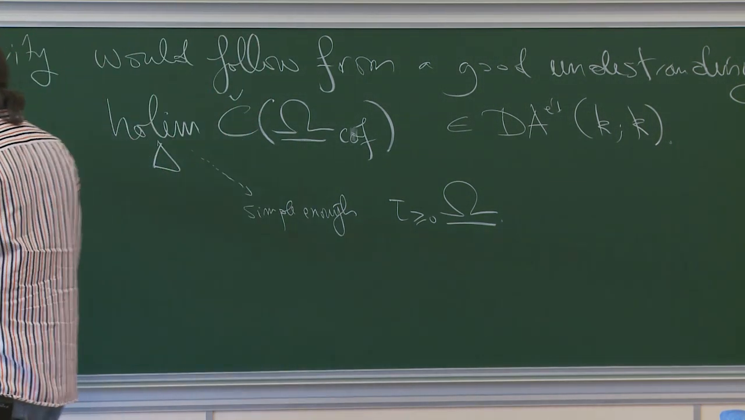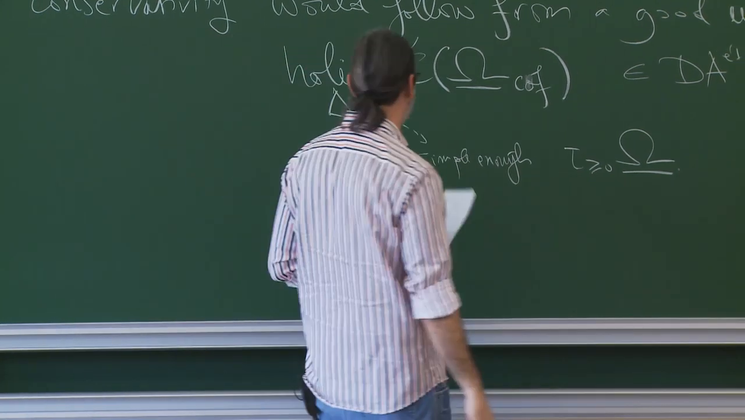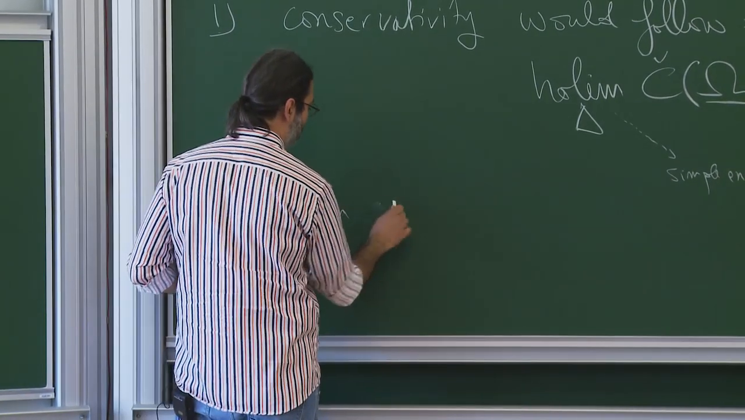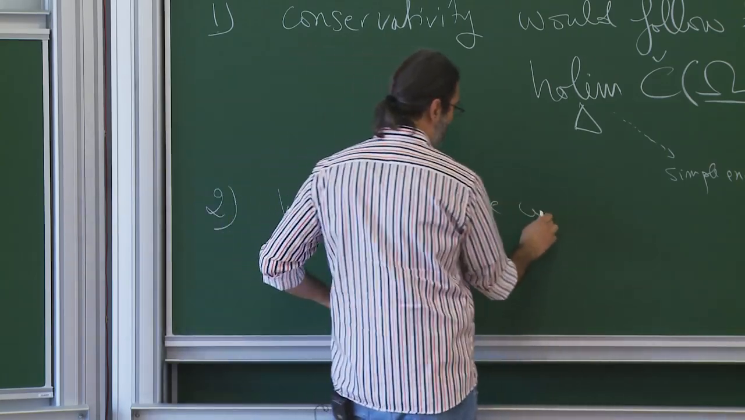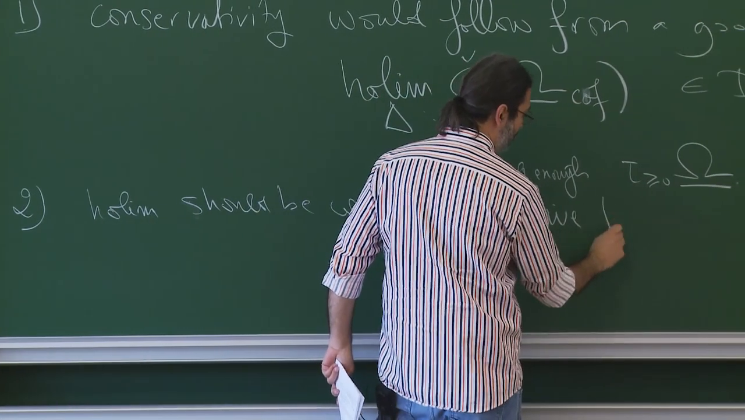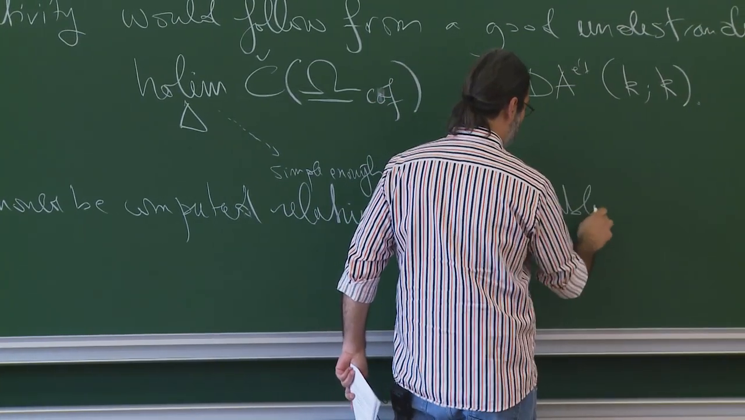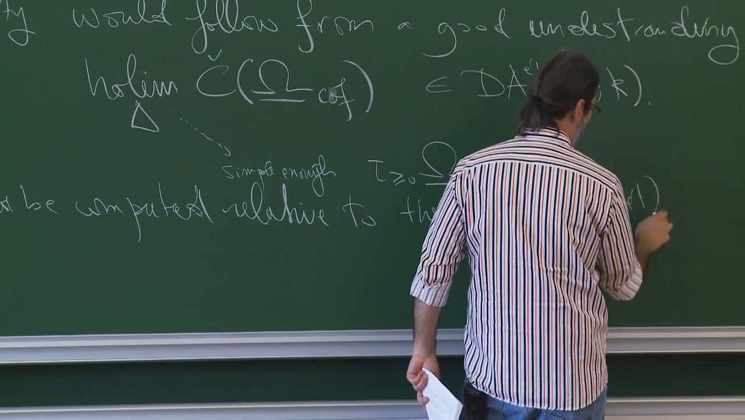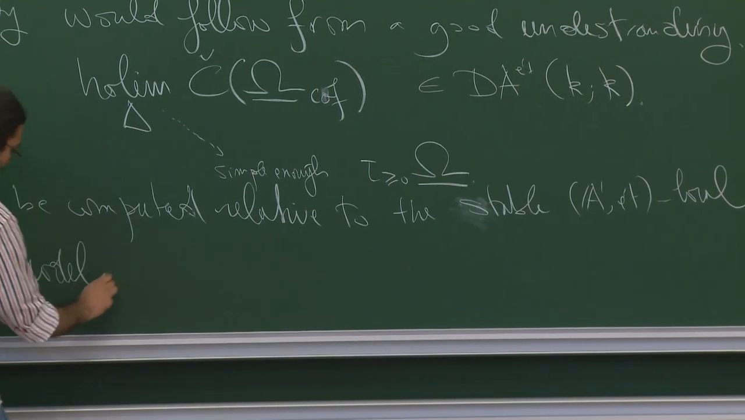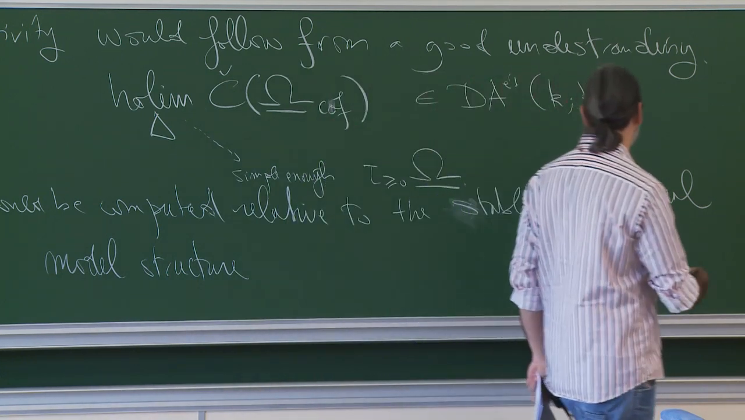And I also said that it's really important here to take the homotopy limit relative to the so-called stable A1 étale local model structure. So this is necessary if you want an application to conservativity, for example.